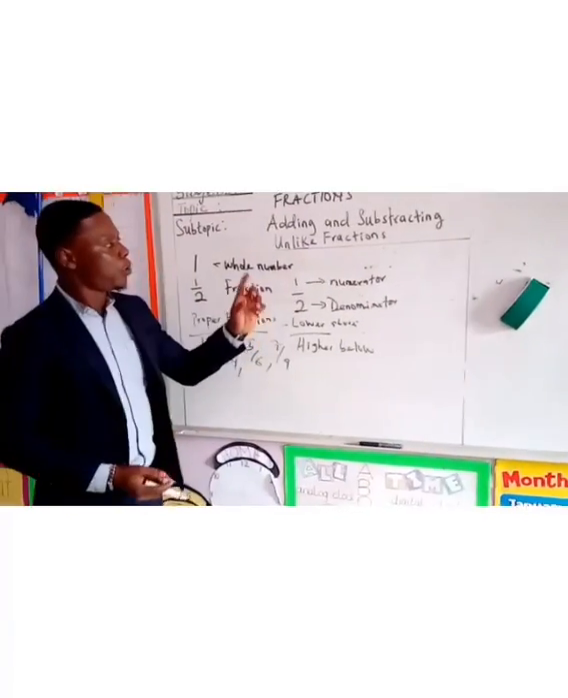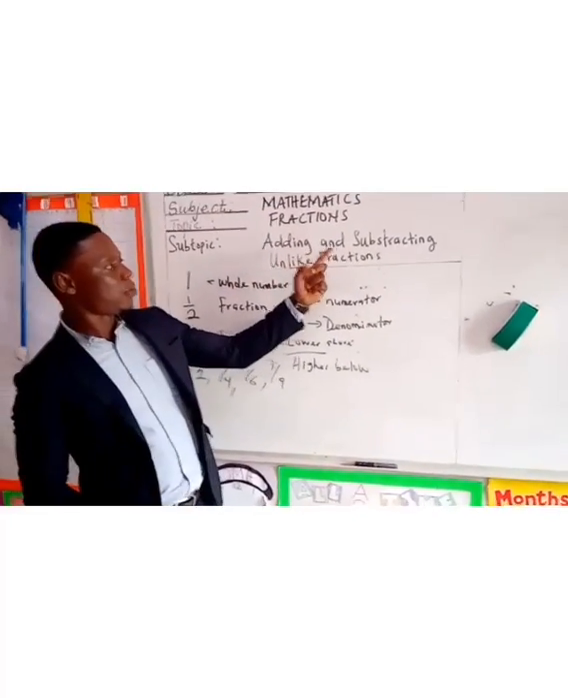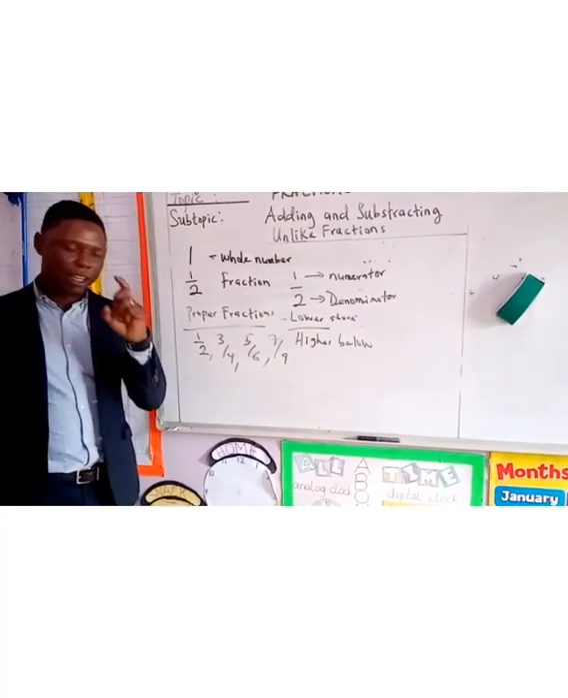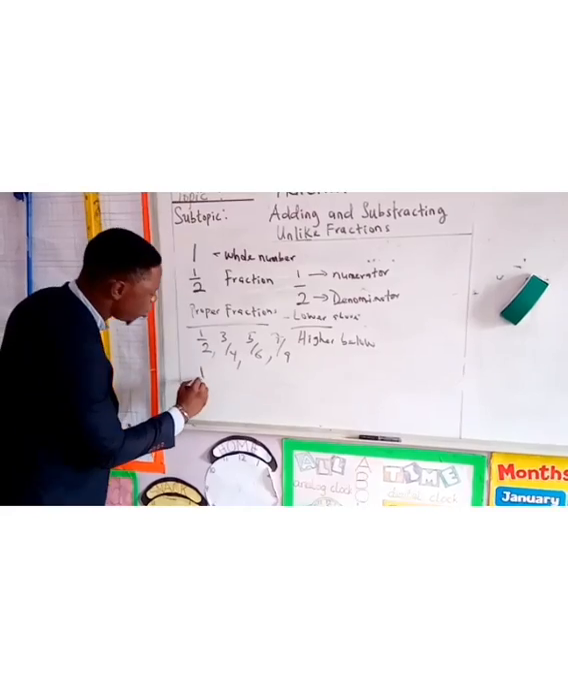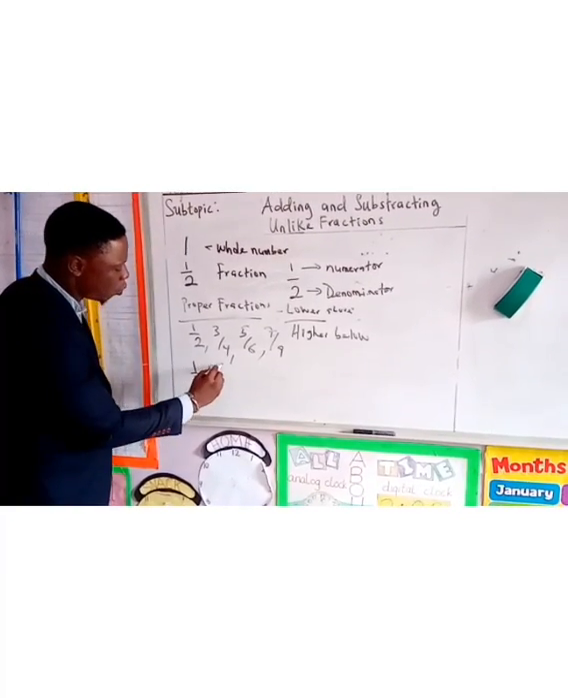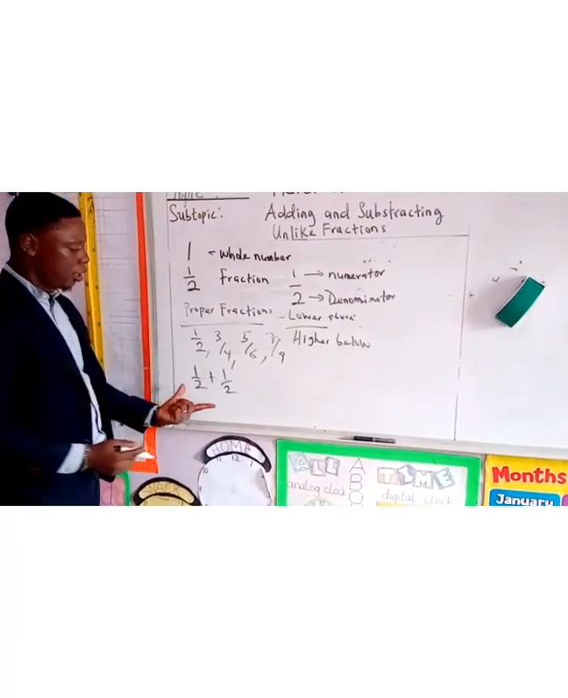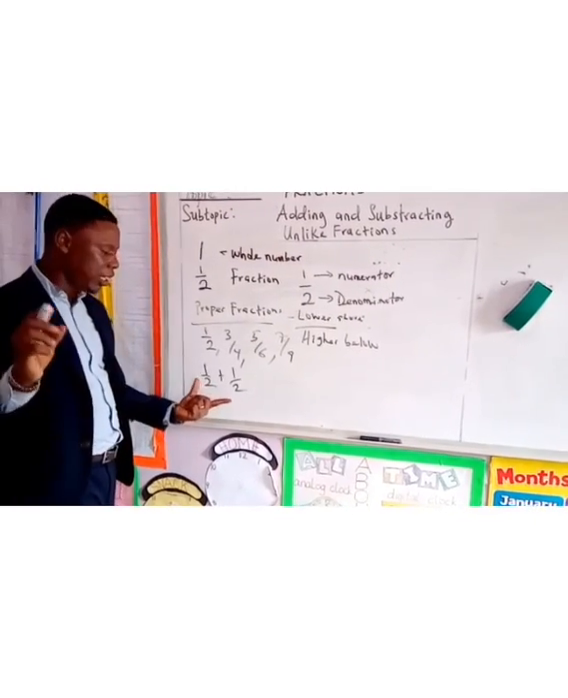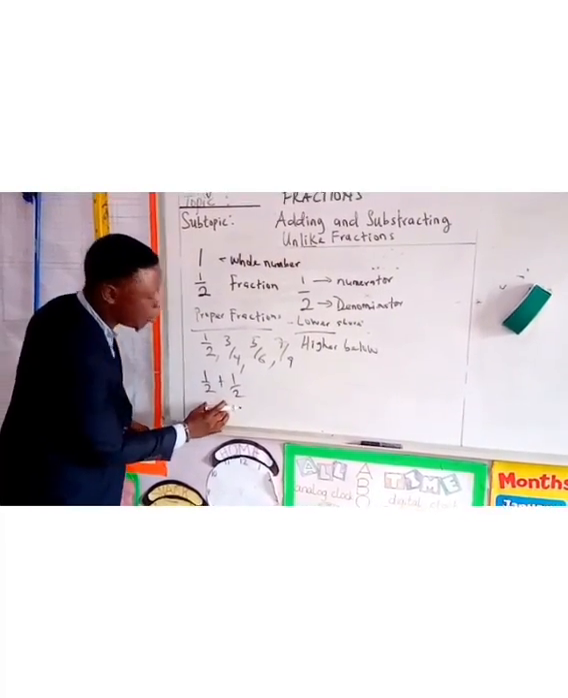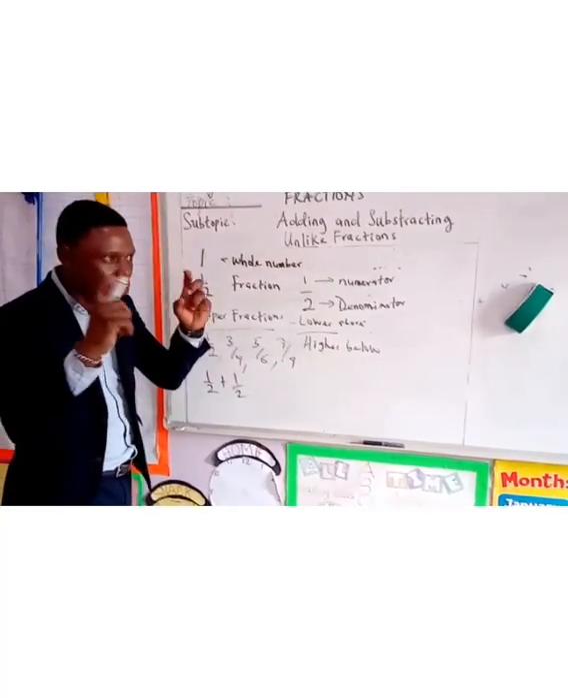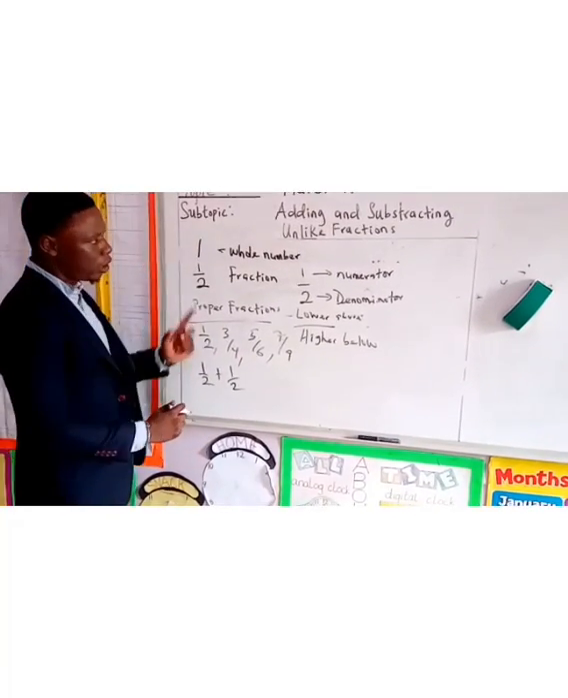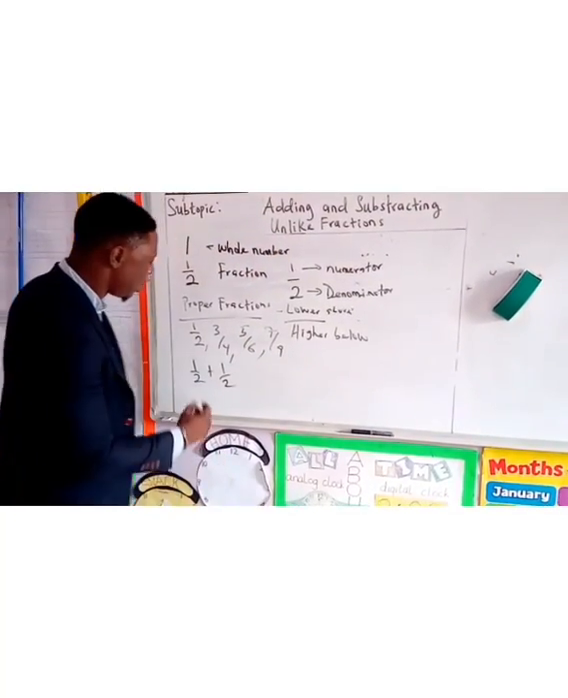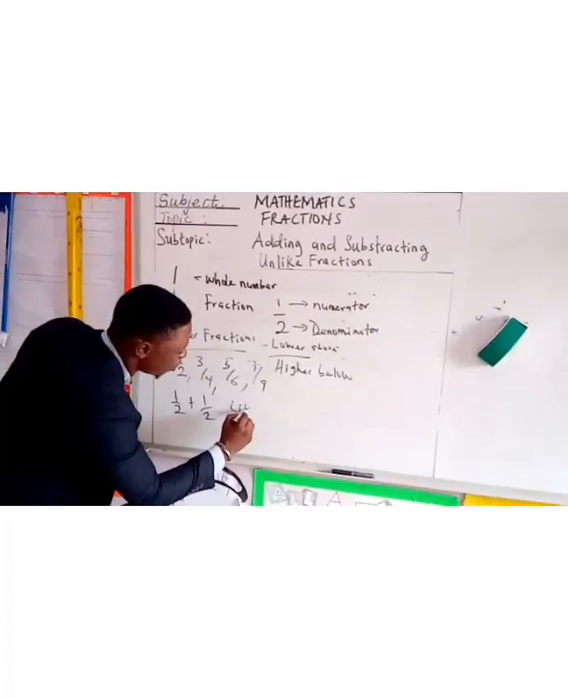Now, the topic is adding and subtracting unlike fractions. What do we mean by like fractions and unlike fractions? 1 over 2 plus 1 over 2, these are what we call like fractions, meaning that the denominators are both the same. They are like. We're not going to study like fractions, we're studying unlike fractions.